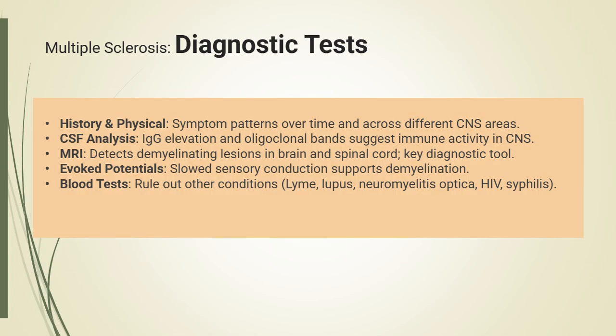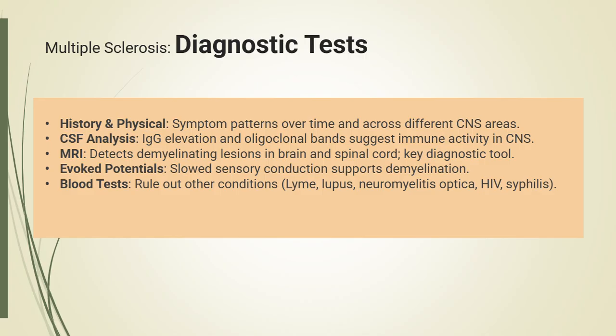There is no single test that definitively confirms the disease. Instead, multiple sclerosis is diagnosed using a combination of the patient's history, signs and symptoms, neurological examinations, imaging studies, and laboratory tests. This is because multiple sclerosis can mimic many other neurological and autoimmune disorders, so ruling out other possible causes is just as important as finding evidence of demyelination.